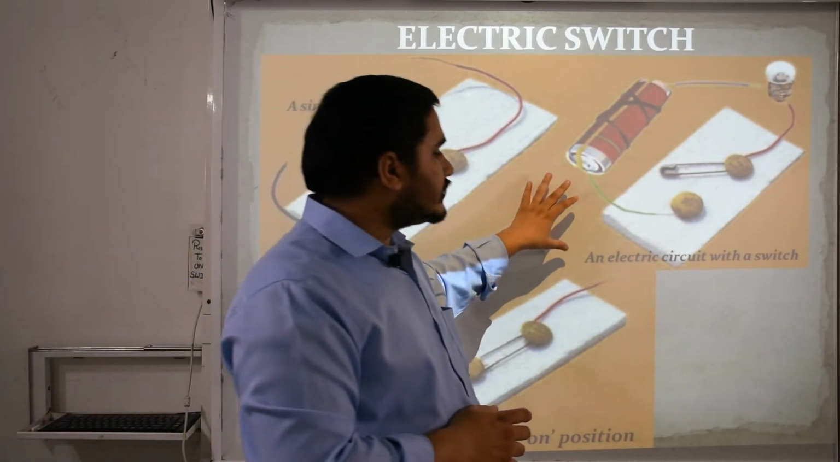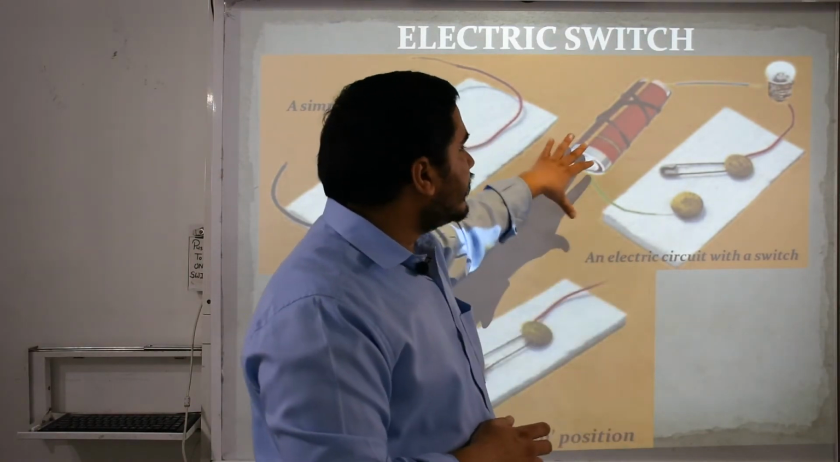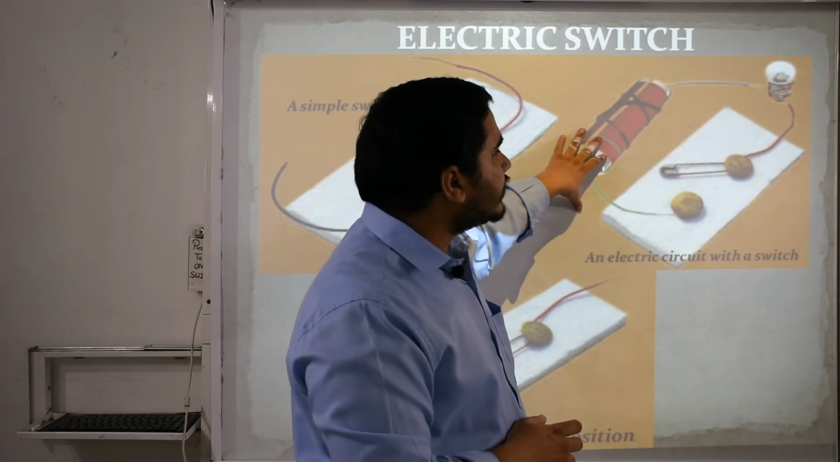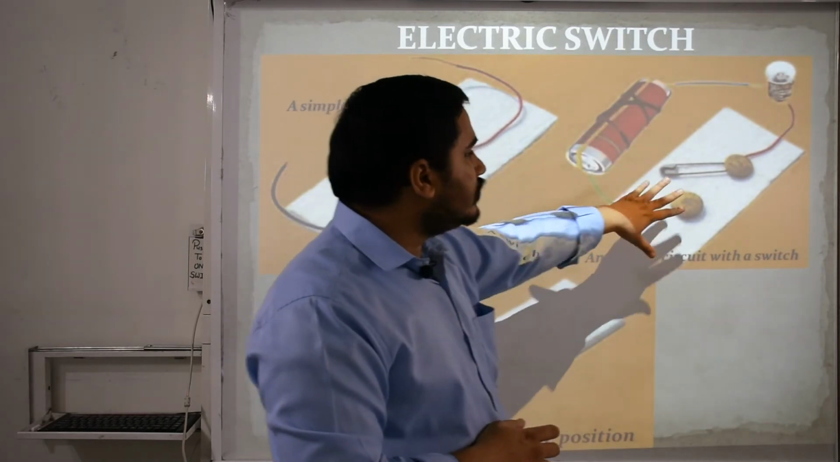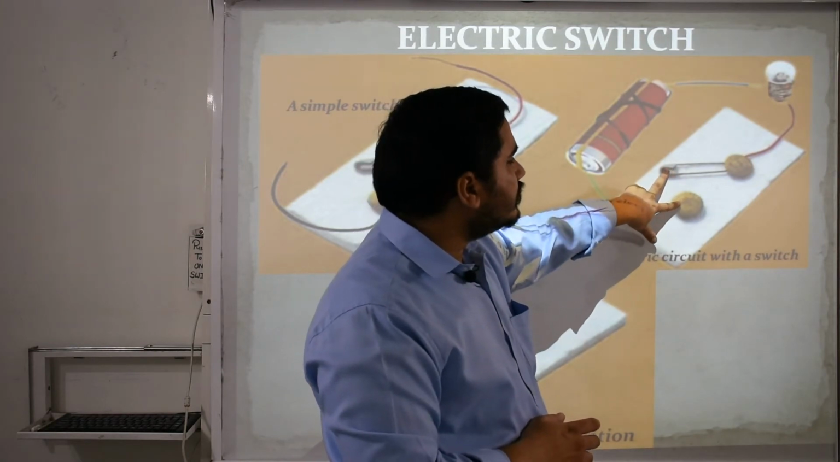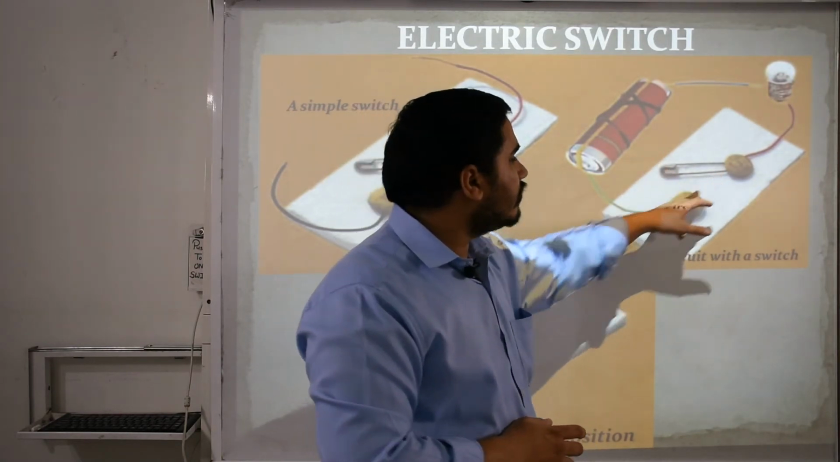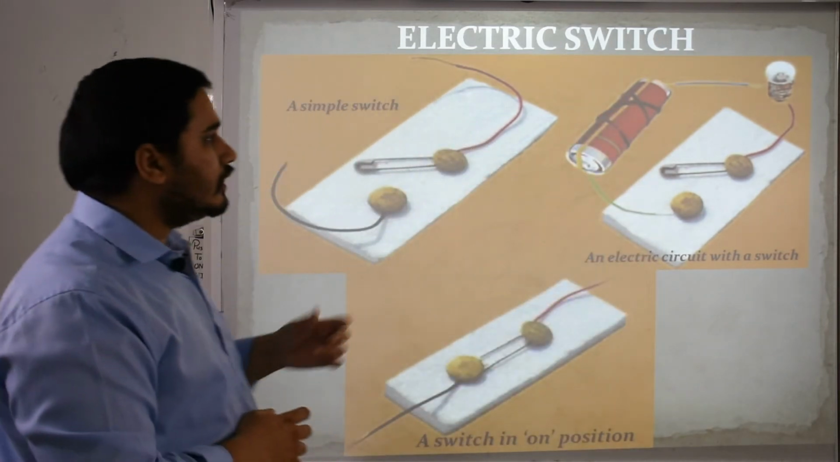And if you want to make the circuit, here is a picture given: an electric circuit with a switch. Here are the electrical cell, the bulb, and a switch in between them. The wires are to be connected, but here the switch is not connected and it is in the off condition. When it is switched on, the circuit will be completed, and the bulb will glow.